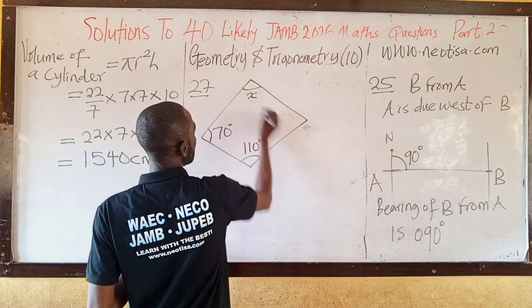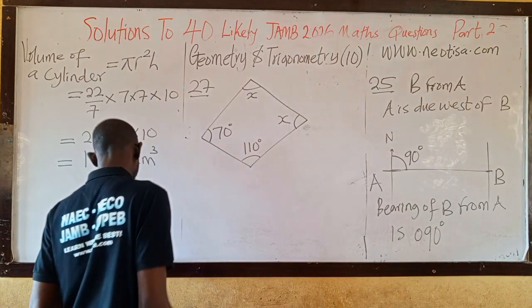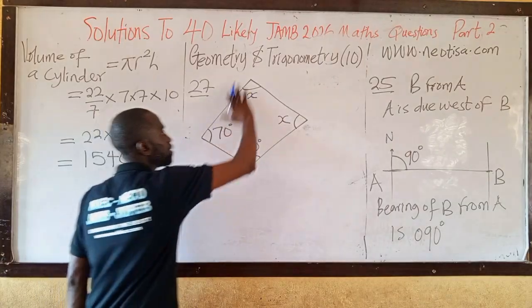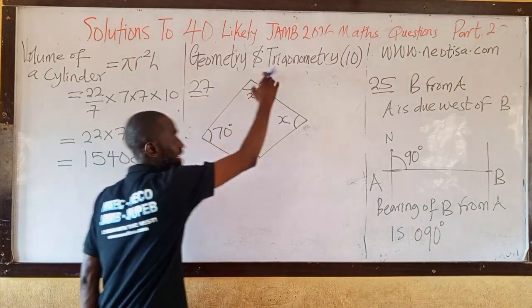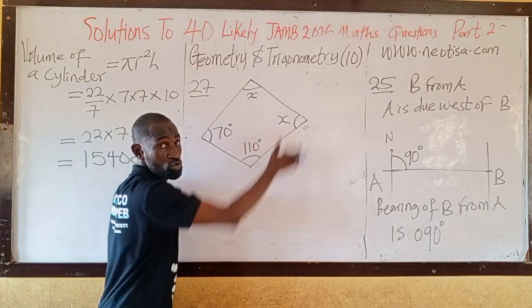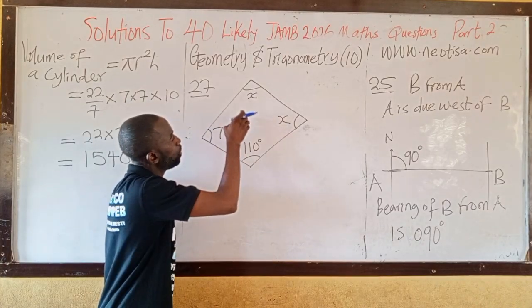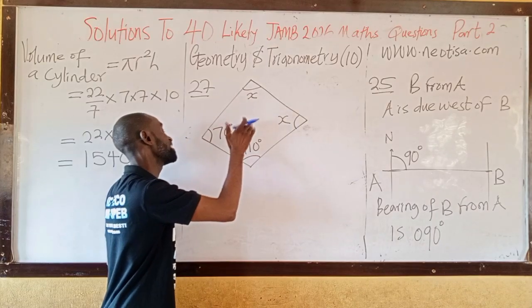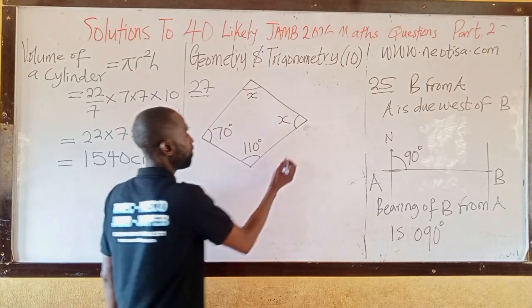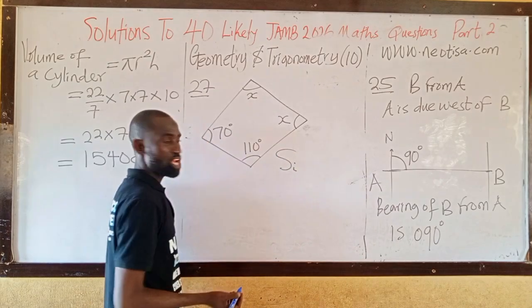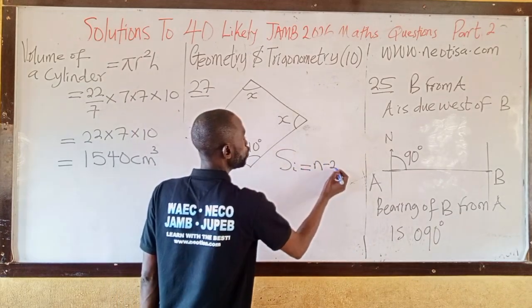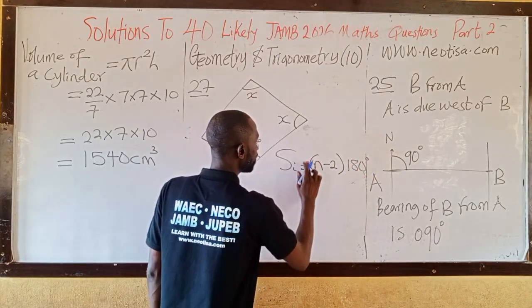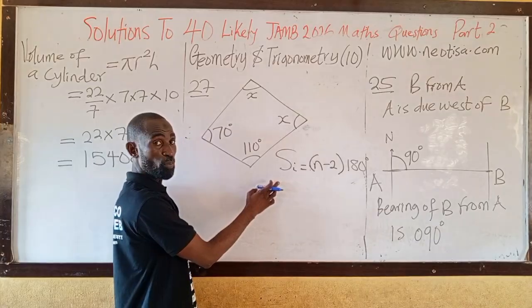So this one is x, and this one is x. But now I have to find the two. Find each of these. This is a quadrilateral, a four-sided shape. The sum of the interior angles of a quadrilateral is 360 degrees. How do you get it? The sum of interior angles of a polygon equals n minus 2 times 180 degrees. This is the formula for the sum of the interior angles of a polygon.